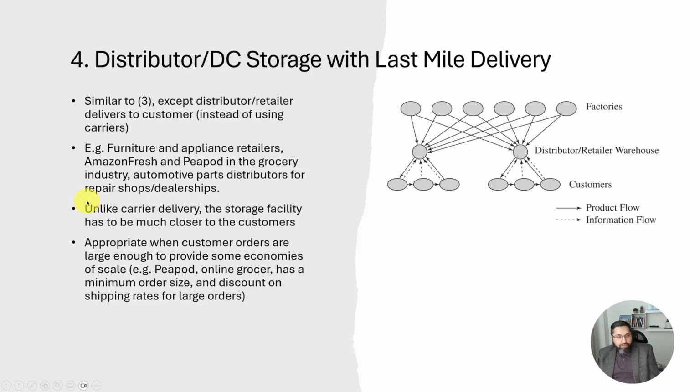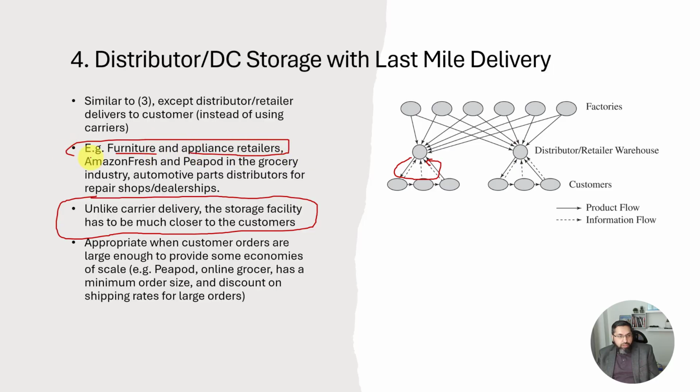So here's the main difference right here between 3 and 4. Unlike carrier delivery, the storage facility has to be much closer to the customer to be able to do this round robin trip, this milk run to drop off. So that's why furniture and appliance retailers, this is a very common case for them where they do this sort of a distribution network. You may be shipping your appliances long distance to get them to these DCs, but for the final customer delivery, it's usually a milk run like that, from a close by storage point, a distribution center.